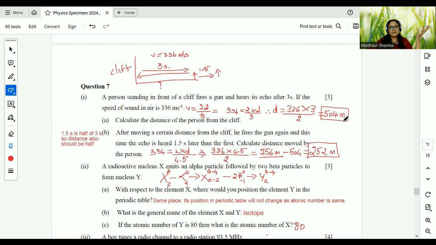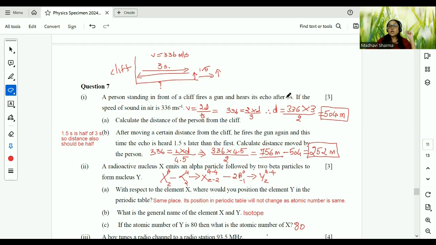Very, very easy. After moving a certain distance from the cliff, it's going away. Calculate the distance, and this time the echo is heard 1.5 seconds later than the first. So the total time heard is 4.5 seconds. Do the same thing. You get 756 meters total for the second position, minus 504, you get 252 meters.